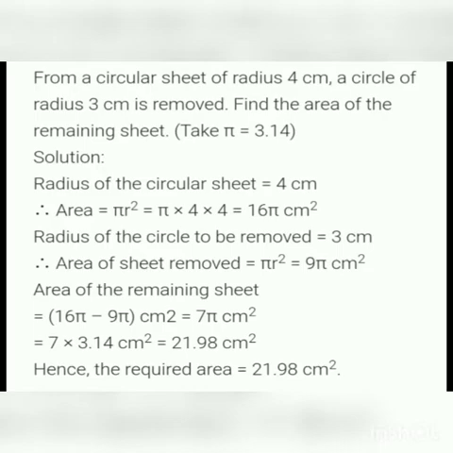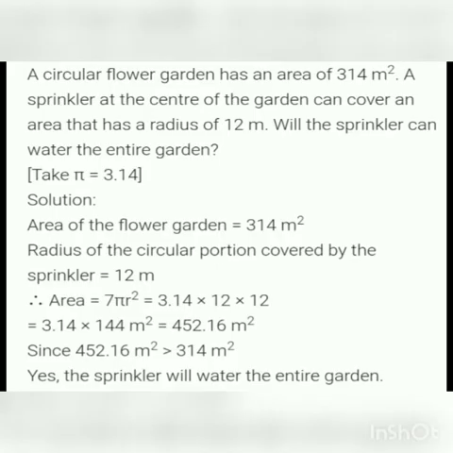Next question. A circular flower bed has an area 314 meters square. A sprinkler at the center of the garden can cover an area that has a radius of 12 meters. Will the sprinkler water the entire garden?